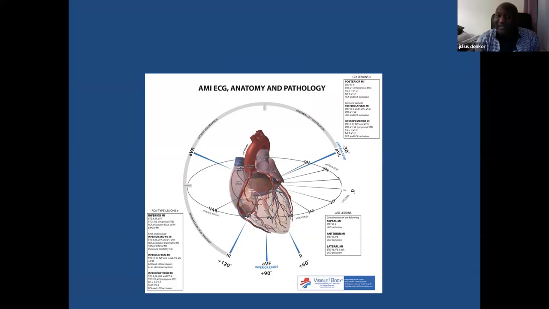And you can usually tell, if somebody has a posterior MI, whether it's the RCA that's dominant or the circumflex that's dominant based on the ST elevation.